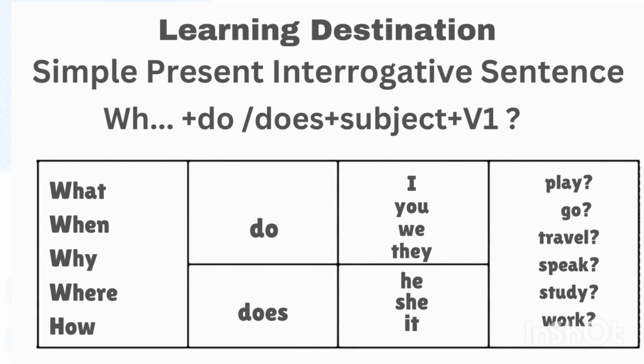When does he travel? Why does he travel? Where does he travel? How does he travel? Instead of he, we can replace with Raz. When does Raz travel? Why does Raz travel? Where does Raz travel? How does Raz travel?